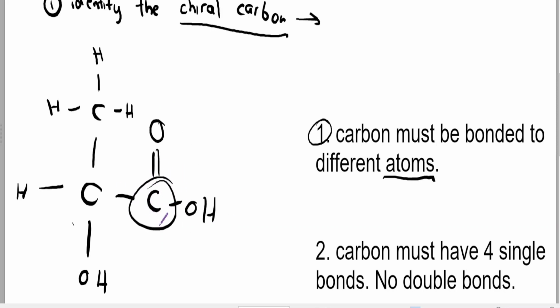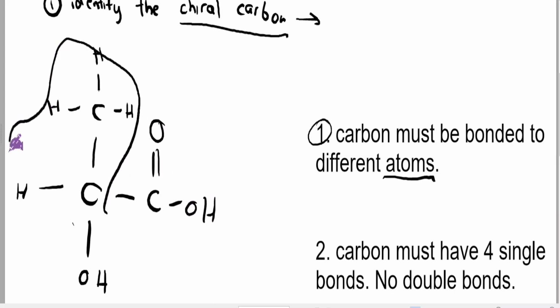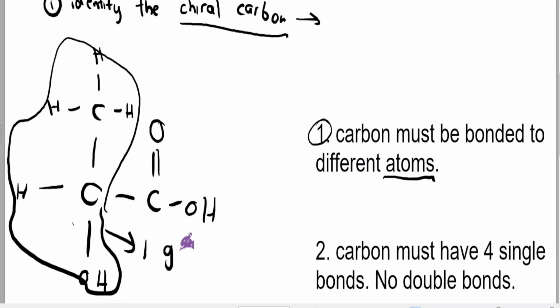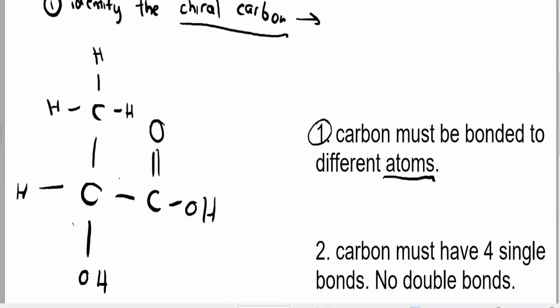Whereas this carbon is bonded to an oxygen, an alcohol group, and this entire group right here. So this entire group is considered as one group. Since all four are different groups, this also obeys the first rule. Now, the second rule is that carbons must have four single bonds. There must be no double bonds for chiral carbons to exist.